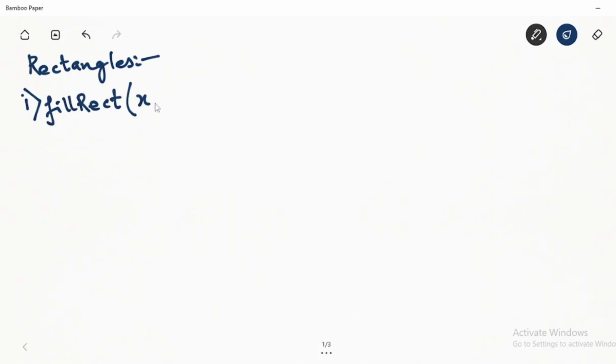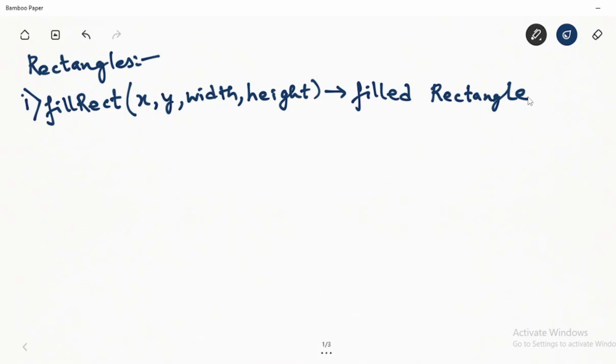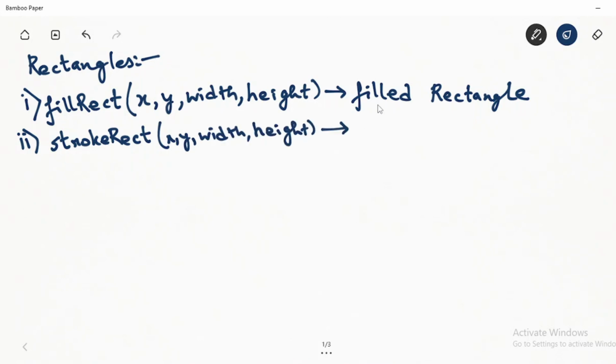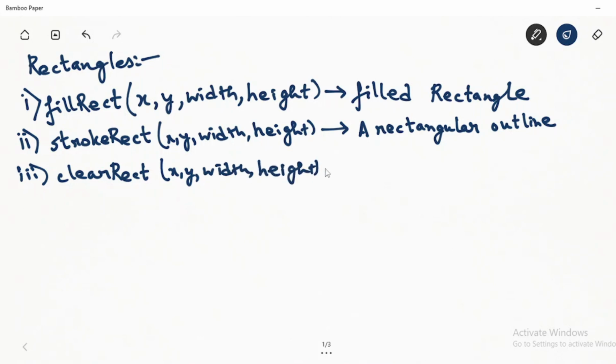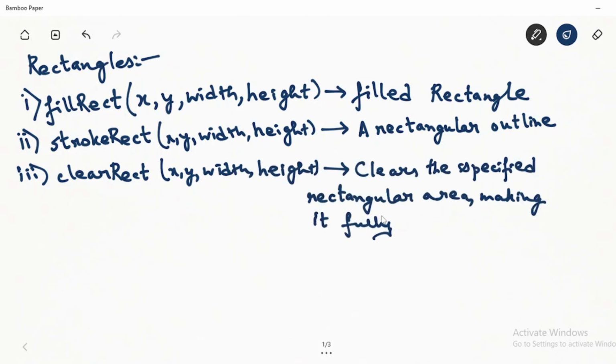Now next, for drawing rectangles, we need to know the following methods: fillRect, strokeRect, clearRect. fillRect has the parameters x, y, the position from where it needs to get started, along with its width and height. fillRect is used to draw a filled rectangle, strokeRect is used to draw a rectangular outline, whereas clearRect clears the specified rectangular area, making it fully transparent.